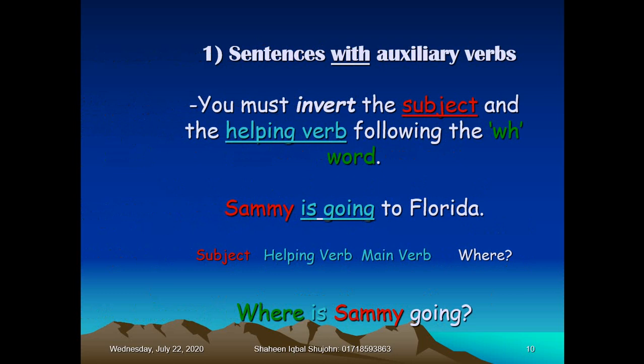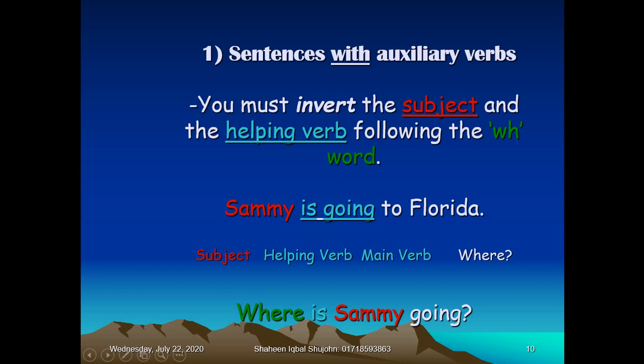Here in the example, Sam is going to Florida. We have tried here to make WH questions instead of the place, to Florida. Here we have used where, because Florida is a place. Instead of a place, we have to use where. Where is Sammy going? Here we have used WH questions instead of a place, not of a subject.